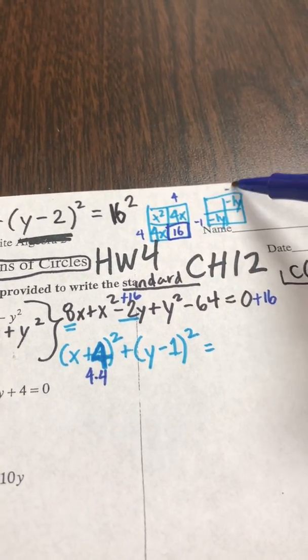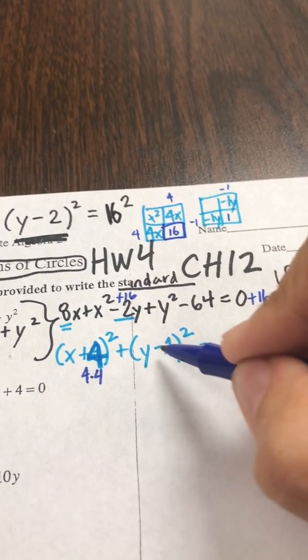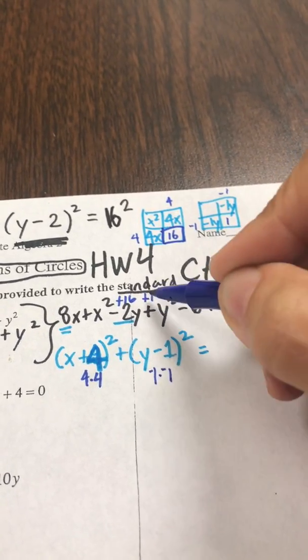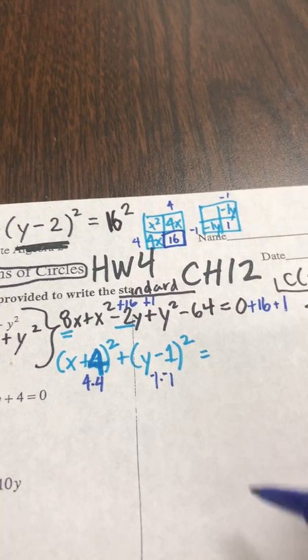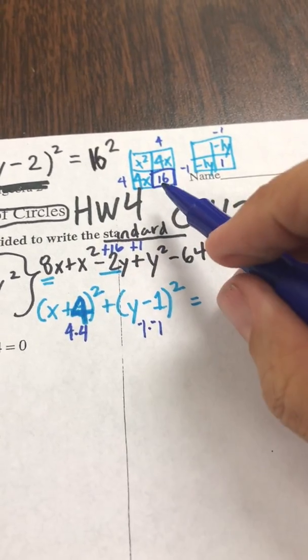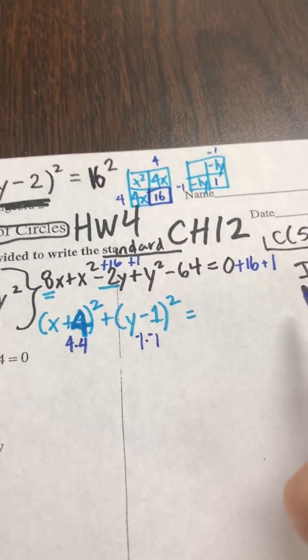Now, see this square up here? Negative 1 times negative 1 is positive 1. And again, the same thing was happening here. I took a negative 1 times a negative 1, and that'd be a positive 1. So I'm going to add positive 1 to both sides. So when I completed the square, I added to both sides.